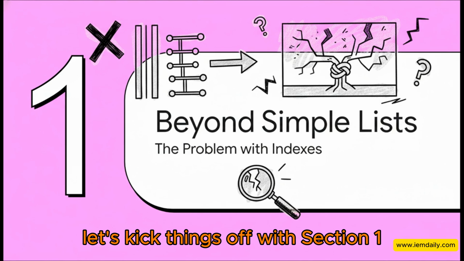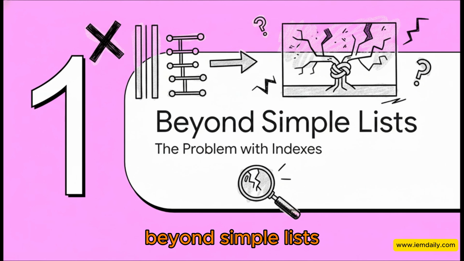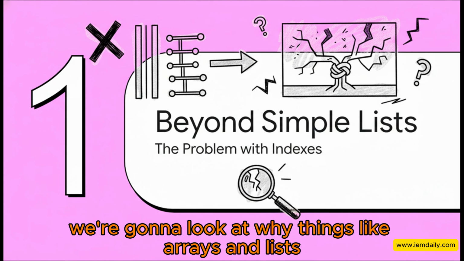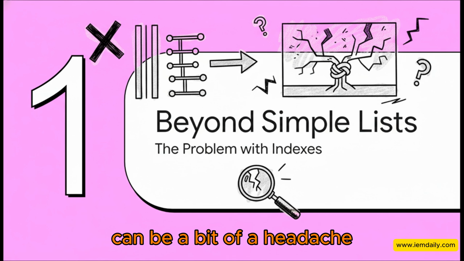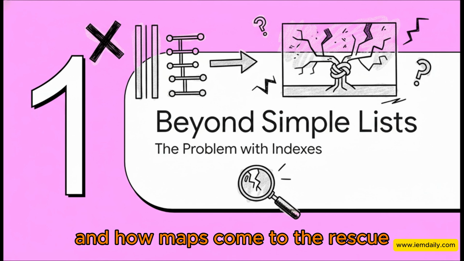All right, let's kick things off with Section 1, Beyond Simple Lists. We're going to look at why things like arrays and lists can be a bit of a headache and how maps come to the rescue.